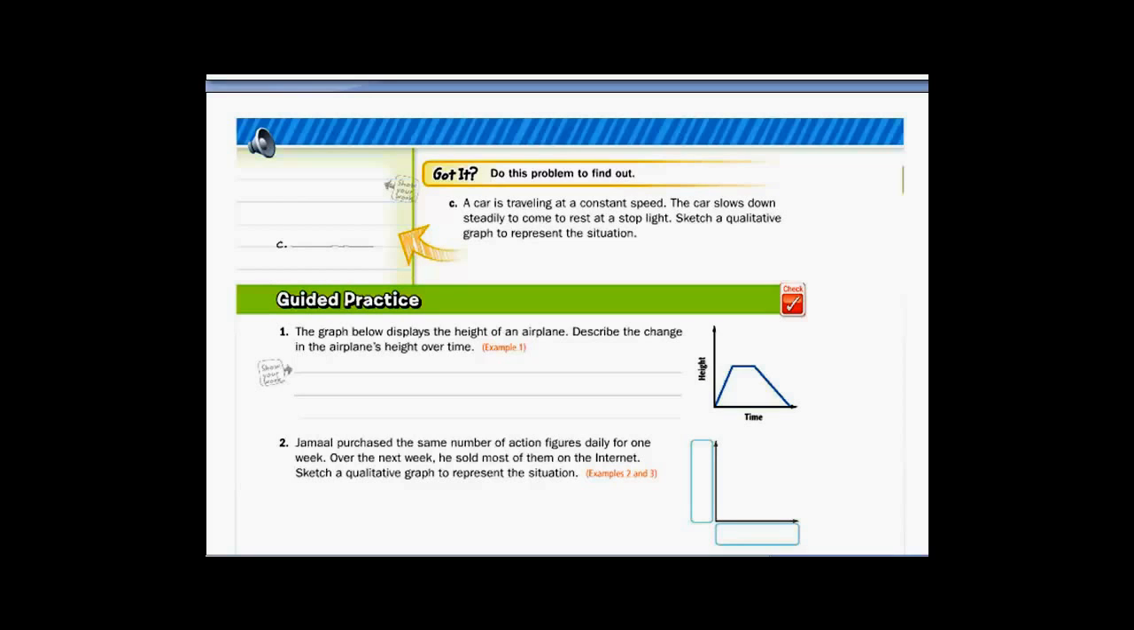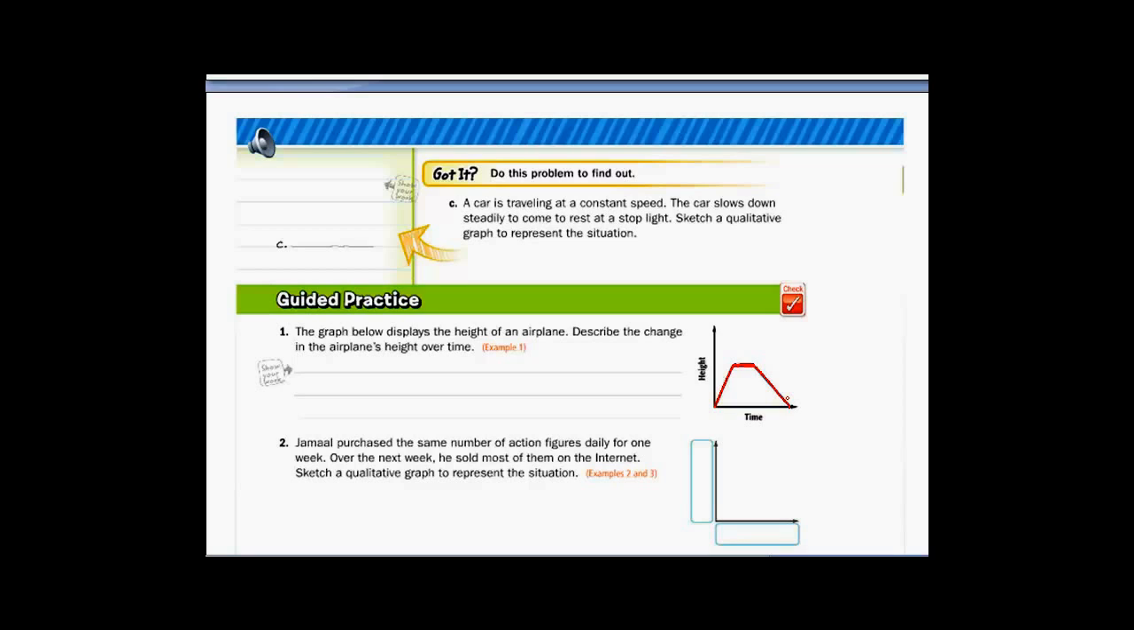So the graph below displays the height of an airplane. Describe the change in the airplane's height over time. So what would you write out? You would write out it starts at takeoff, increases its height at a constant rate, gets to the flying level, it stays there until it starts its descent into the airport, and it comes down at a steady rate. That's what you've got.